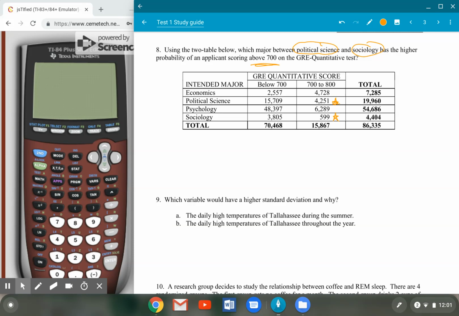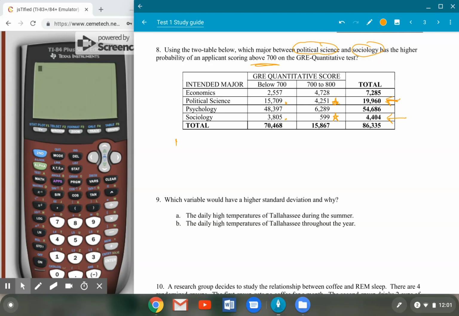But if you look at the totals, there were way more political science majors taking the GRE compared to sociology. So of course they had more people scoring 700, 800. They had more people in general. They also had more people scoring below 700. So what we need to do is calculate some probabilities.